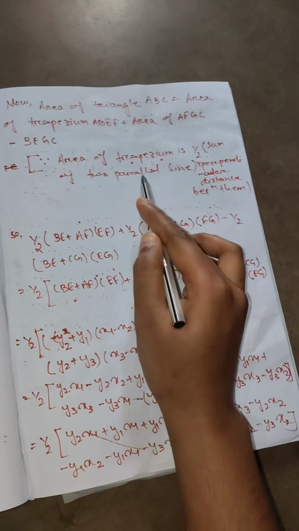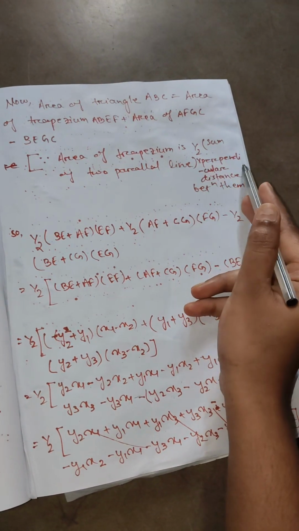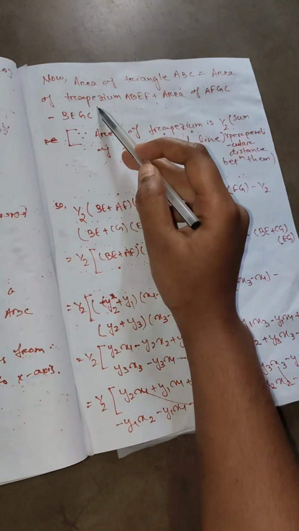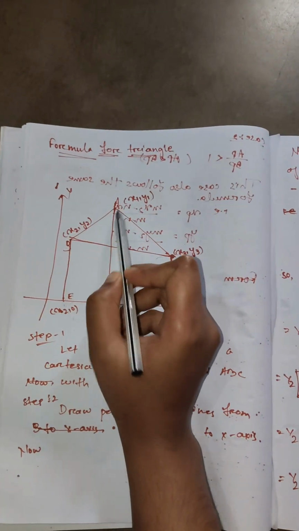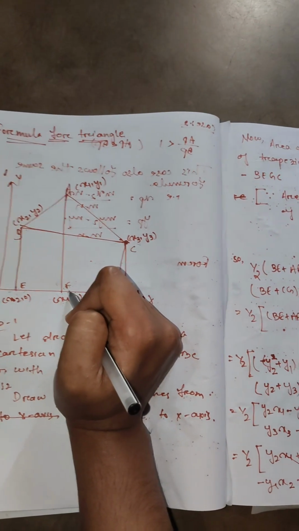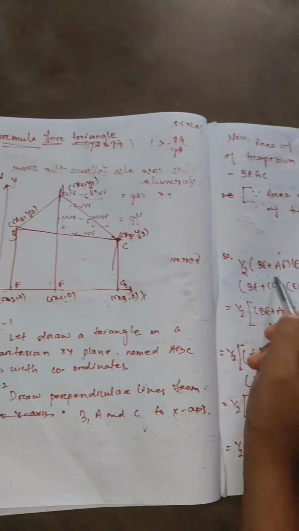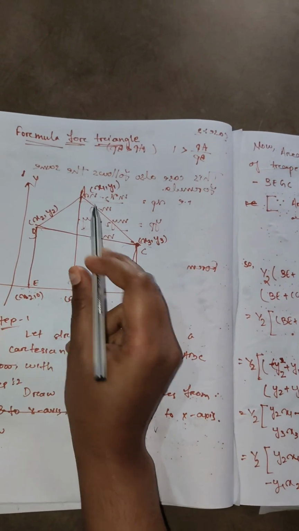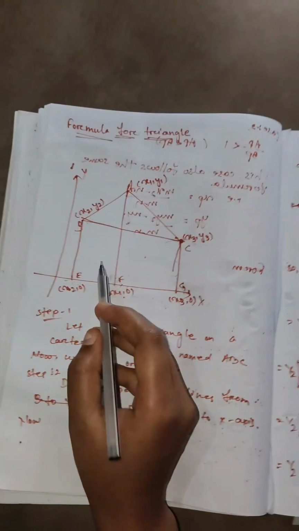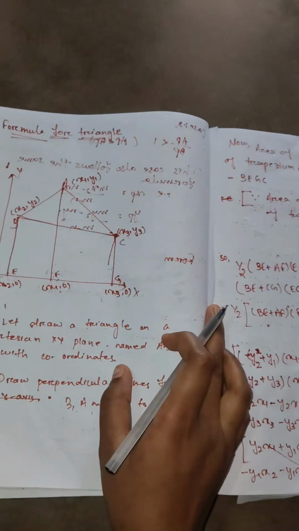As we all know, the area of a trapezium is half the sum of the two parallel sides multiplied by the perpendicular distance between them. So in the trapezium ABEF, by using the formula for the area of a trapezium, we can write half multiplied by BE plus AF, as these are the parallel lines of the trapezium, multiplied by EF, where EF is the perpendicular distance between these parallel lines.